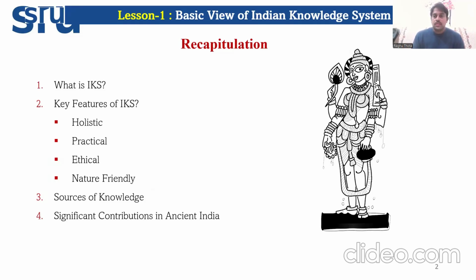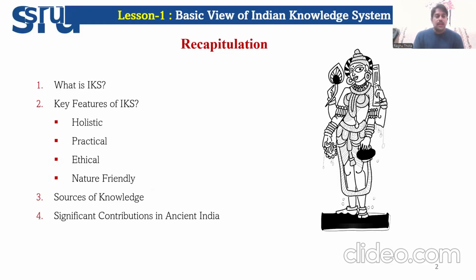What are the key features of IKS? There are 4 important key features we discussed. One is holistic. What does it mean? During the ancient times, our ancestors firmly believed that everything in this universe is interconnected and interrelated. Either the species on the earth, nature, universe, humans, all are interdependent on each other.